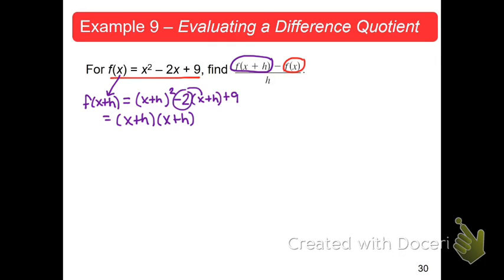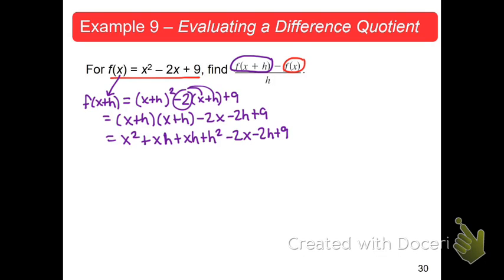You can go ahead and distribute the 2 there, so minus 2x minus 2h plus 9. We're going to do FOIL here at the front on the first 2, so we get x squared plus xh plus xh plus h squared, and then bring down your minus 2x minus 2h plus 9. Let's see, what else can we do? We combine like terms. So I get x squared plus 2xh plus h squared minus 2x minus 2h plus 9. That's what I'm going to use where it says f of x plus h.